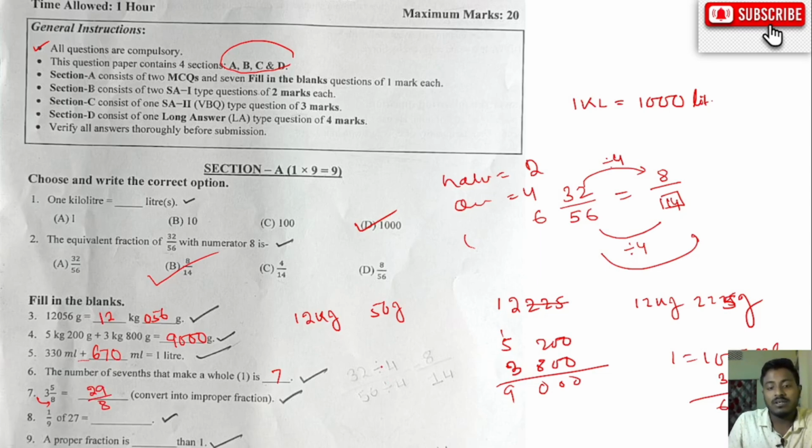Now next, 1 by 9 of, means into 27. Now cancel, 9 times 3, so the answer is 3. Okay, now a proper fraction is dash, always less than.